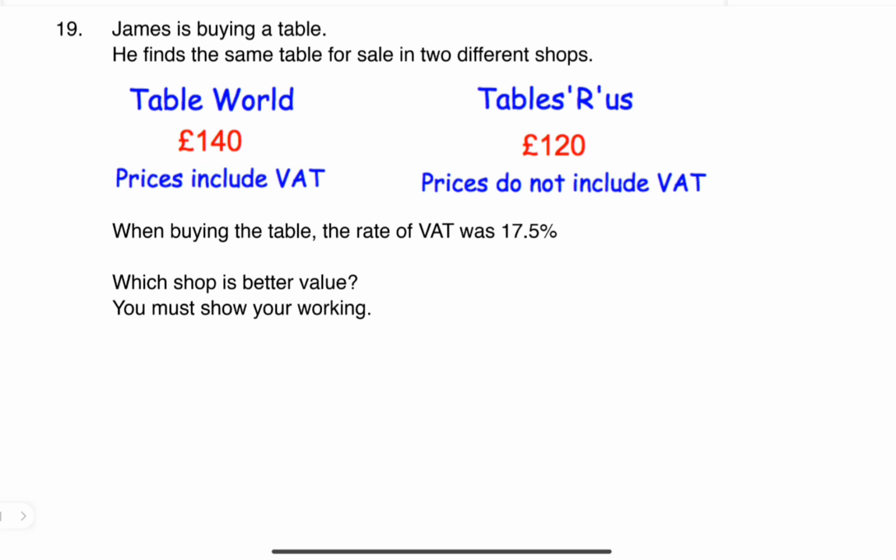So easy. First we do 120 times 1.75. So we do that and we see the answer and compare with 140, and then we know which one has a better value. So remember, the one with better value is the one that has the lesser price.